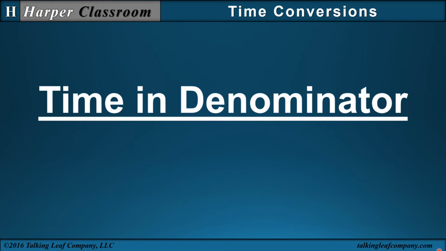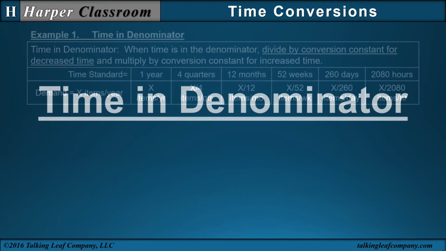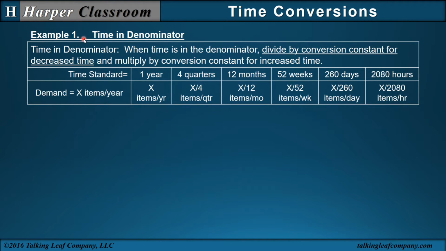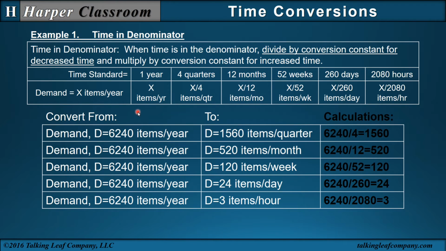So now, let's look at the time conversion when the time is in the denominator. Example 1. When the time is in the denominator, divide by the conversion constant for a decreased time. For example, to transform demand from 1 year to quarters, you divide by 4. From years to months, divide by 12. Let's look at some examples. If I want to convert my demand from 6,240 items per year to items per quarter, I divide by 4.